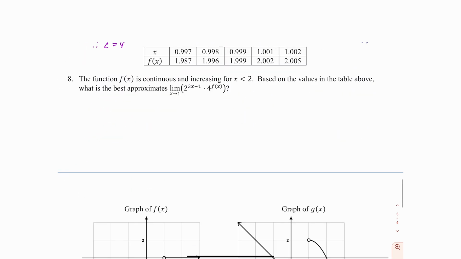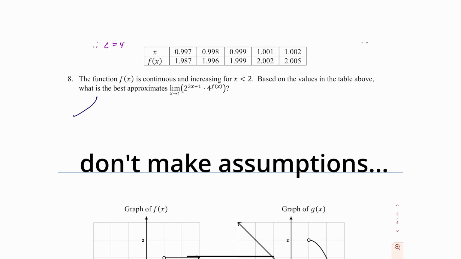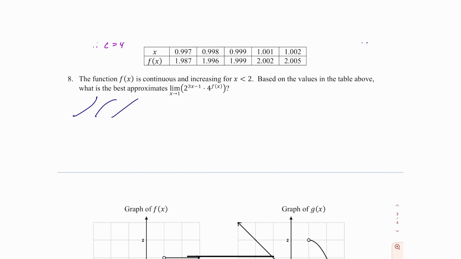Nice. All right, the function f is continuous and increasing, so I don't know, like that, or like this, or like this. We don't really know the concavity. Based on the values in the table above, what is the best approximation?